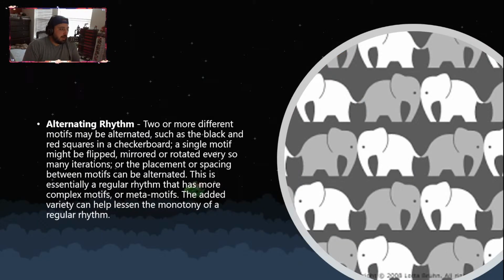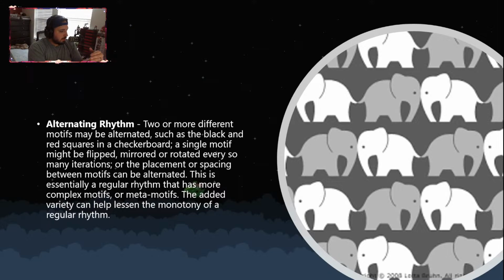Next one is alternating rhythm, okay? So you have two or more different motifs, okay? Our two motifs here, for example, are what? We've got a gray elephant and we've got a white elephant. Those are our two different motifs, right? So two or more motifs may be alternated, such as black and red squares on a checkerboard, right? So we've got two motifs, as in a red square and a black square, right? They're being alternated in a checkerboard. A single motif might be flipped, mirrored, or rotated every so many iterations, or the placement or spacing between these motifs can be alternated, okay?